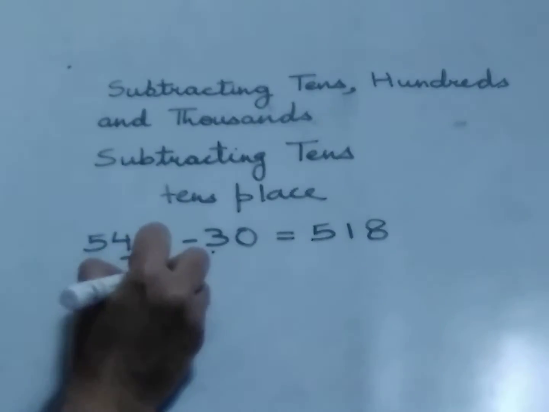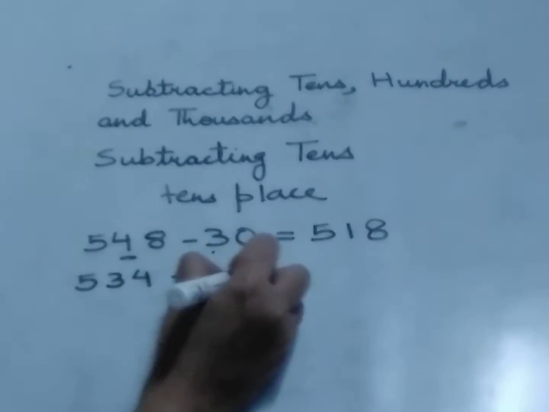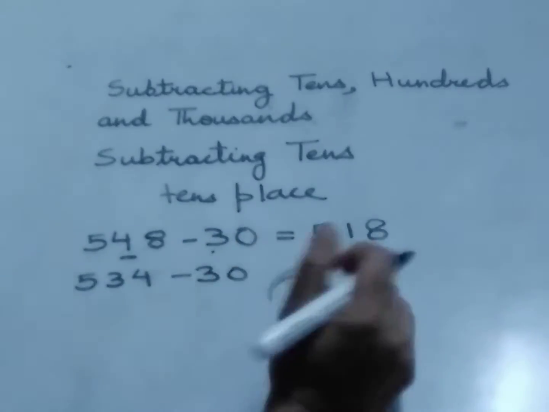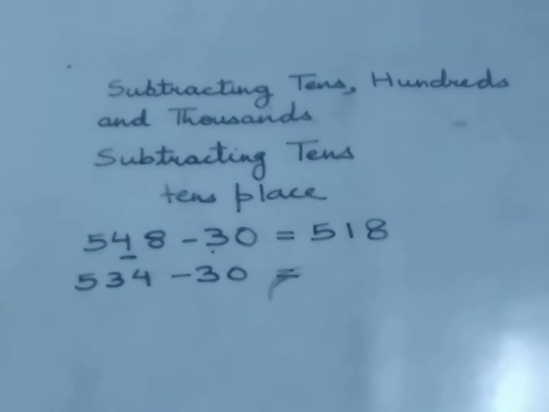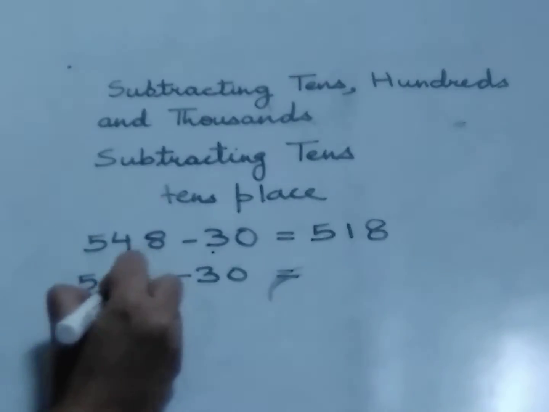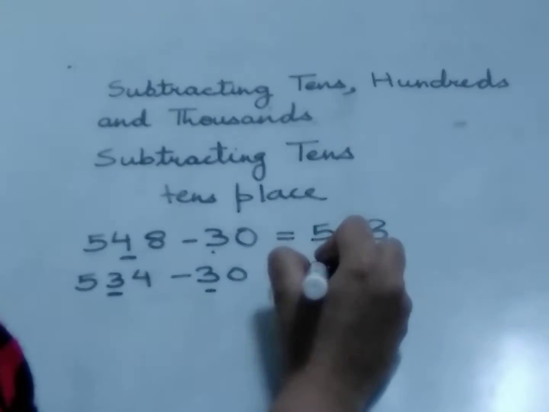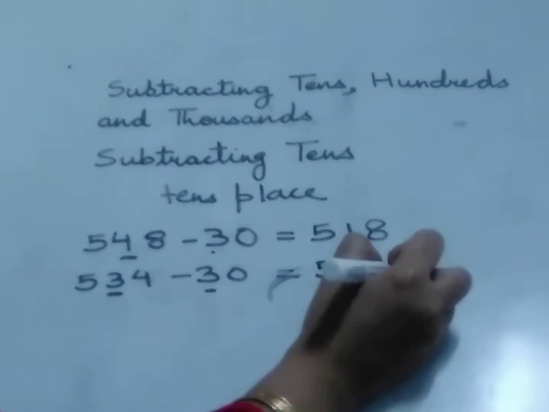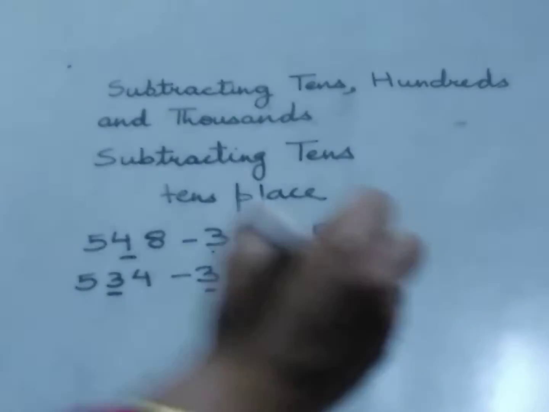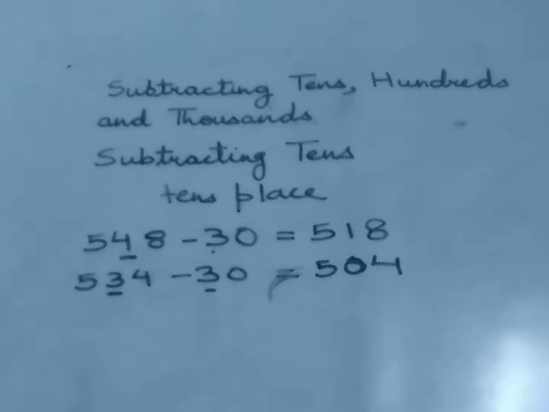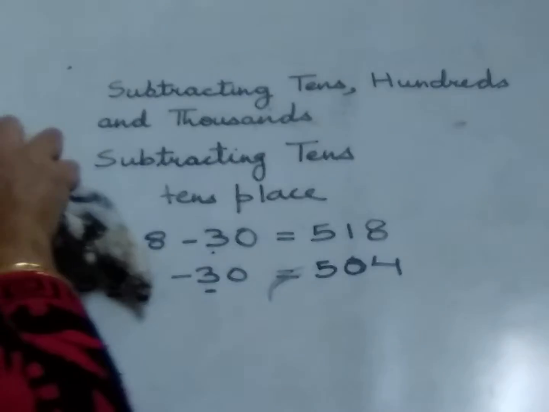534 minus 30. Again decrease the tens digit by 3. You get 504 as the answer. This is how you subtract tens. Now let's come to subtracting hundreds.